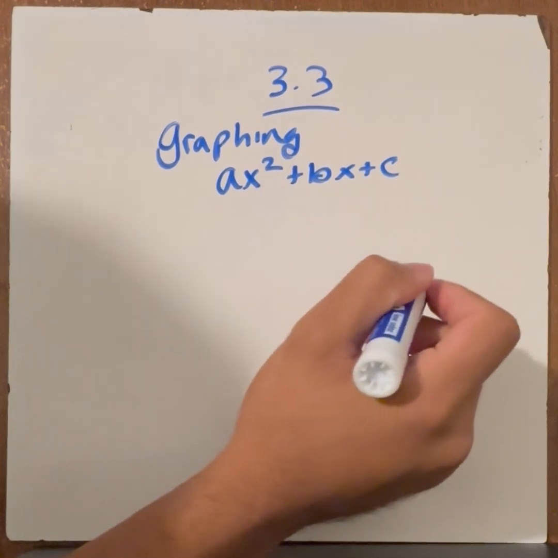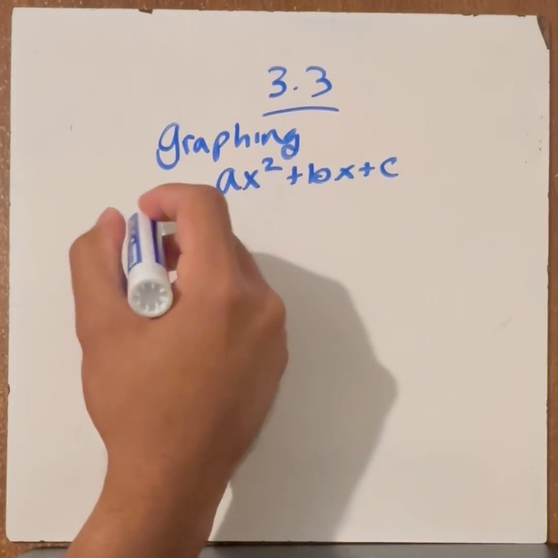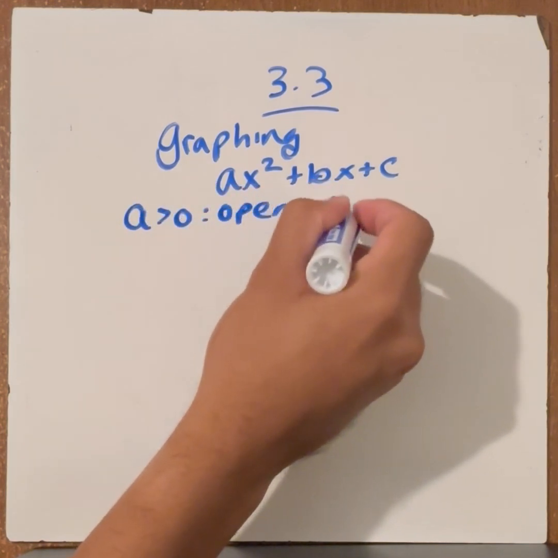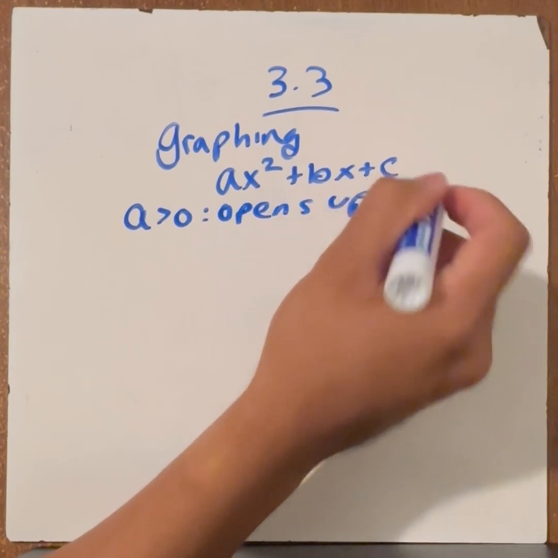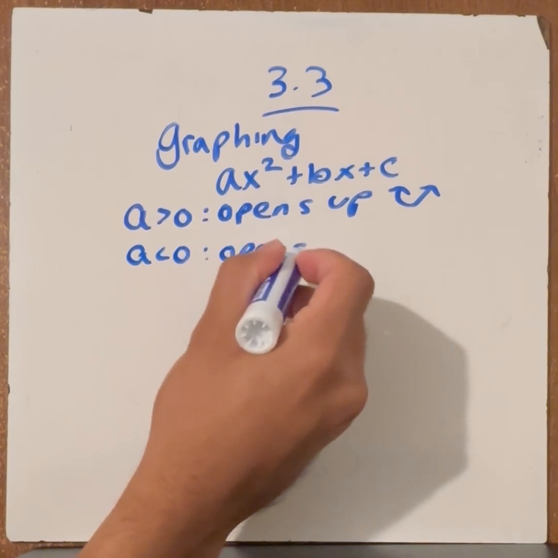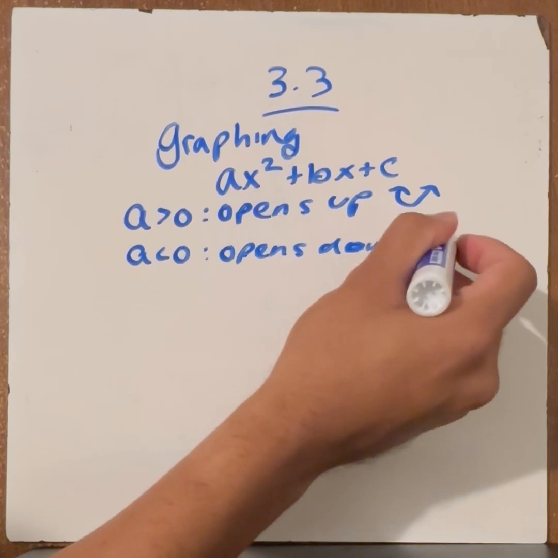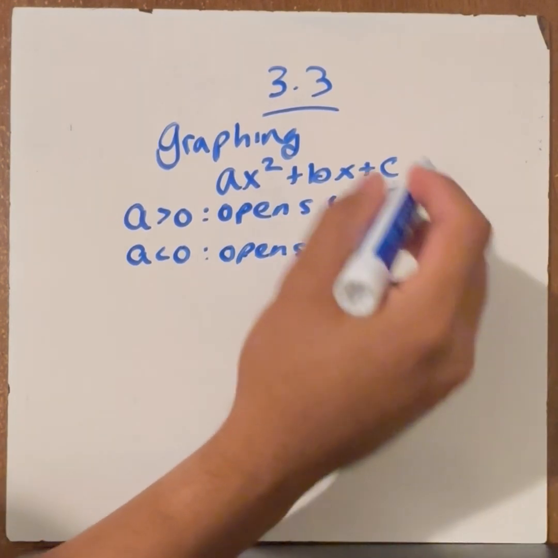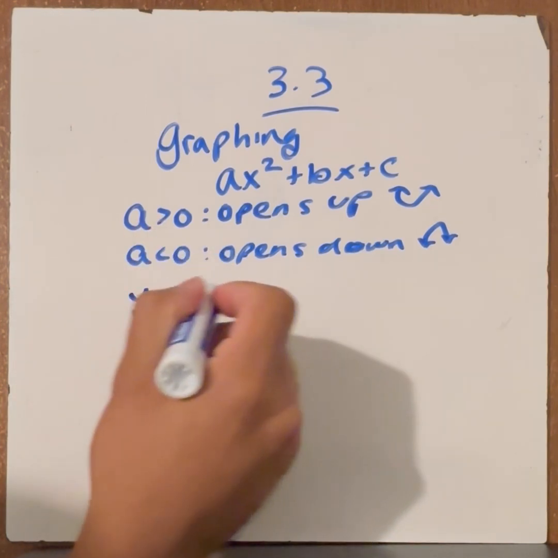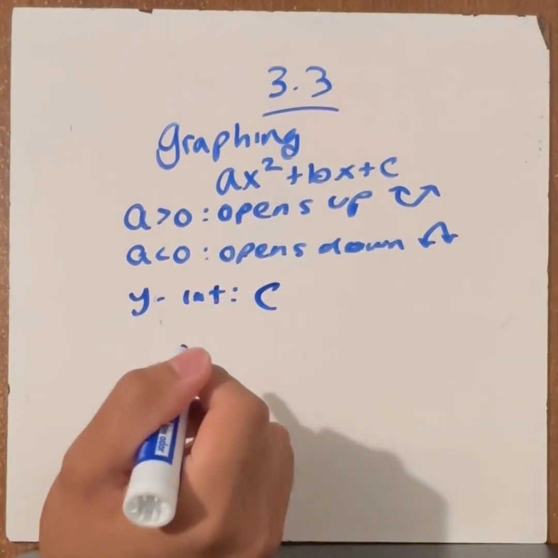Okay. One thing to know is that if a is positive, then it's going to open up, like this. Something like that. And if a is negative, we open this down. Something like that. Okay. The y-intercept is this number c. So whatever number c is, that's where your y-intercept is.